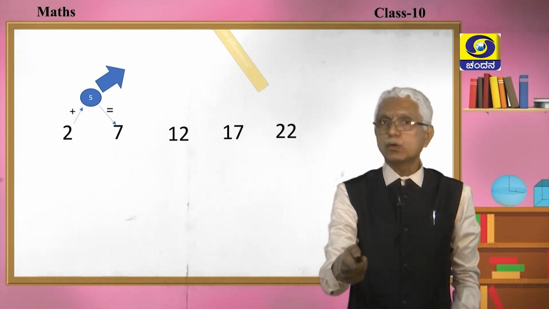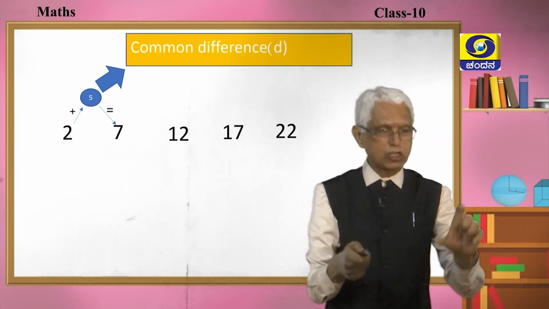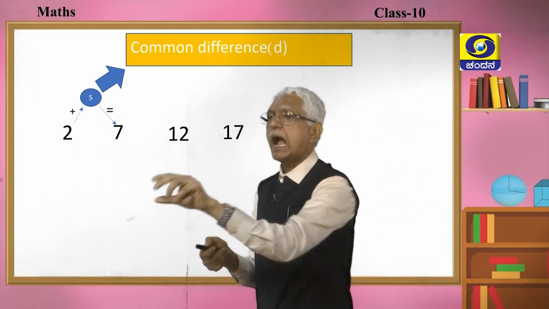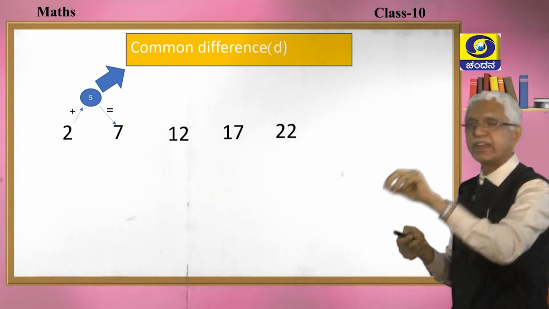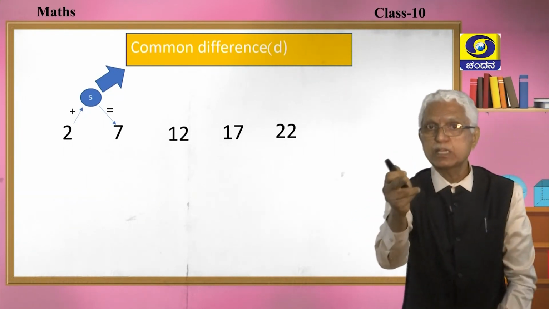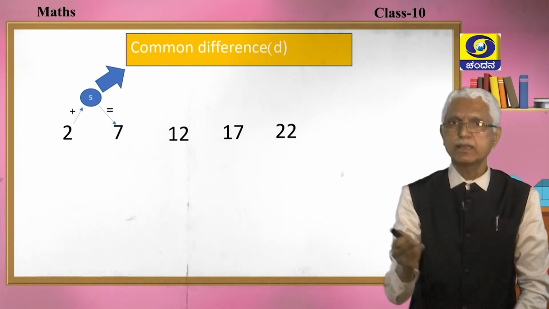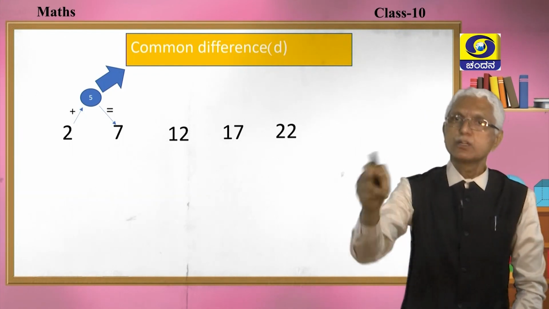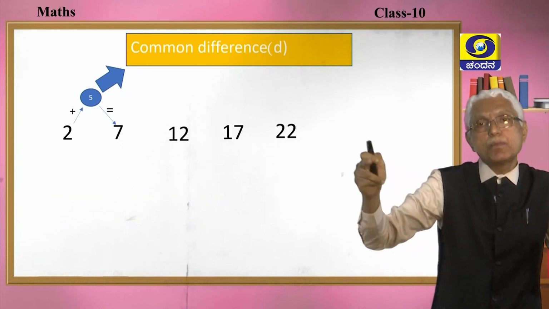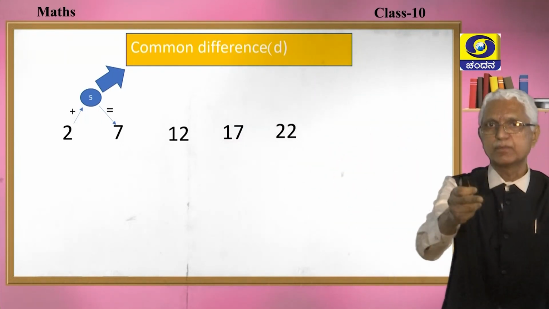Correct? So, what has happened? I went on adding 5. I started with 2, added 5 to get 7, added 5 to get 12, added 5 to get 17, added 5 to get 22. So, that common difference, please observe, 7 minus 2 is 5, 12 minus 7 is 5, 17 minus 12 is 5, 22 minus 17 is 5. So, we went on adding that common difference to get this list of numbers 2, 7, 12, 17, 22.